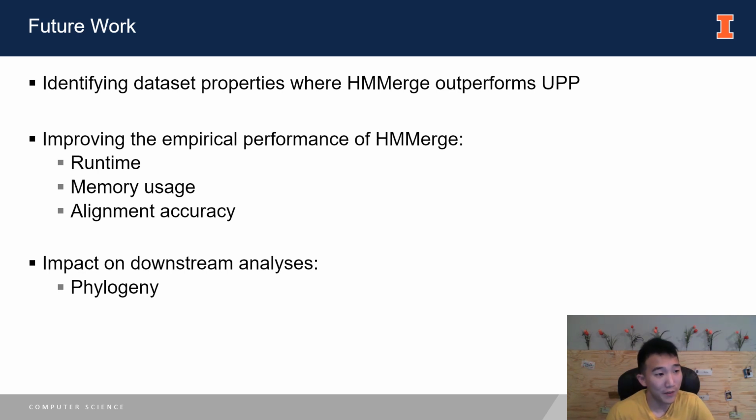Future work for my method would be identifying dataset properties where HMMerge is outperforming Up. We also would like to focus on improving the empirical performance of HMMerge, such as runtime, memory usage, and alignment accuracy, since we have observed that there are certain datasets where HMMerge is not the best method, and HMMerge tends to generate higher false positive error than other methods. We would also like to see the impact of the new alignment method on downstream analyses, such as phylogeny inference.